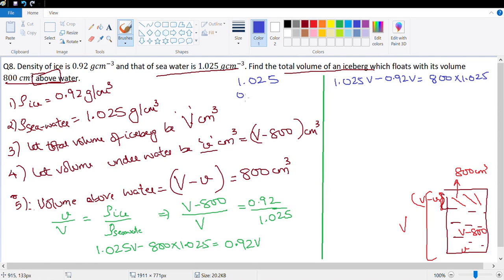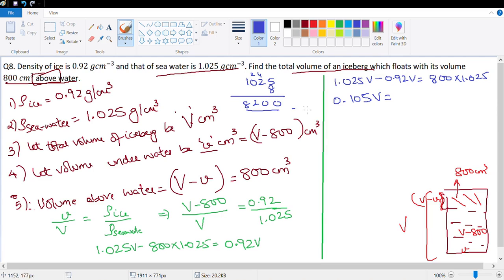Let's do the calculation. 1.025 minus 0.92. That's 5, 2 minus 2, 0. That's 10 minus 9, 1. That's 0.105. 0.105 V will be equal to, now I need to multiply. So the multiplication is 1025 multiplied with 8. 5 into 8, 40. 8 into 2, 16 plus 4, 20. That's 2. And this is 8. Let's just reconfirm.